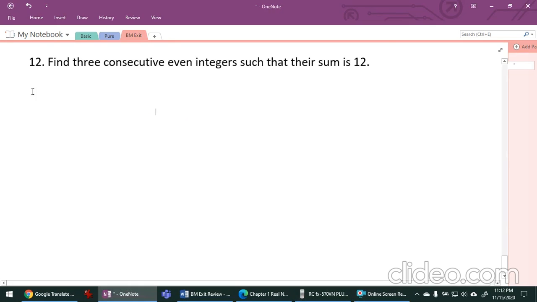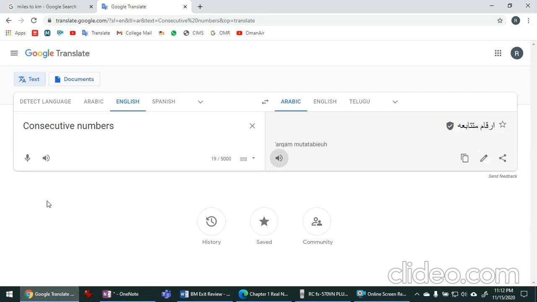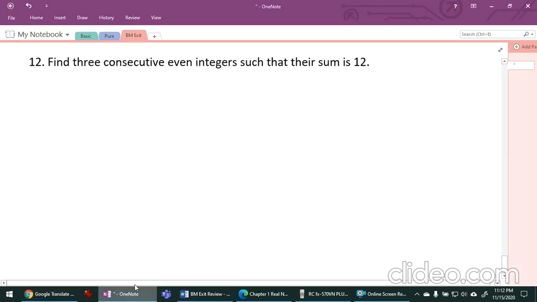Question number 12 is find 3 consecutive even integers such that their sum is 12. Okay, how will you understand this question? What is meant by consecutive? Look here in the translator. Consecutive numbers means this one. Hope you can understand with this Arabic. Okay, now you will come here. That means the numbers which are next to next. We want even integers. Even means what? Zaugi numbers. Okay, 2, 4, 6, like that. Okay, so we want consecutive even integers.